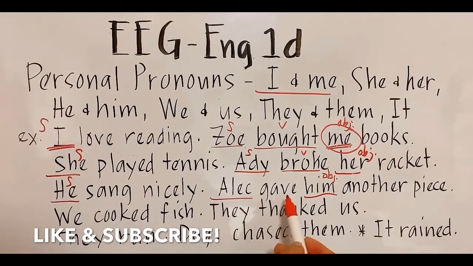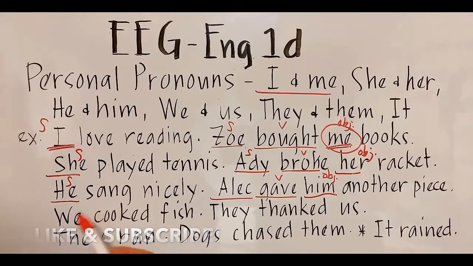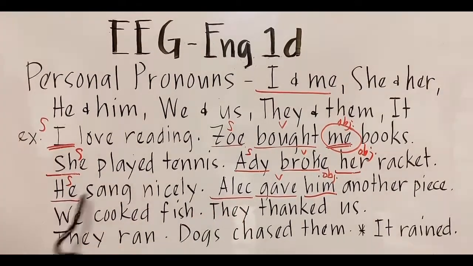It's Alec, and then the verb is gave. Again, we cannot say that him can be the subject, so we cannot say "him sang nicely." That will be incorrect. Likewise, he cannot replace him here, so we cannot say "Alec gave he another piece." That will be very incorrect.